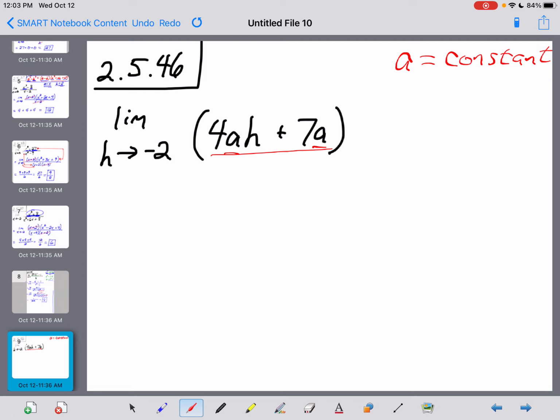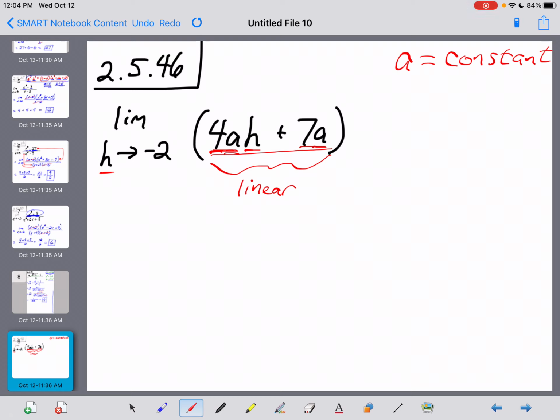All I see here is that h is my variable, my only variable. I can see that in the limit. So I've got a constant times a constant, which is a constant times my variable plus another constant. Guys, this right here is a linear function. It's something like, what? It could be 8x plus 14 or something like that. But it's linear because all I have is h.